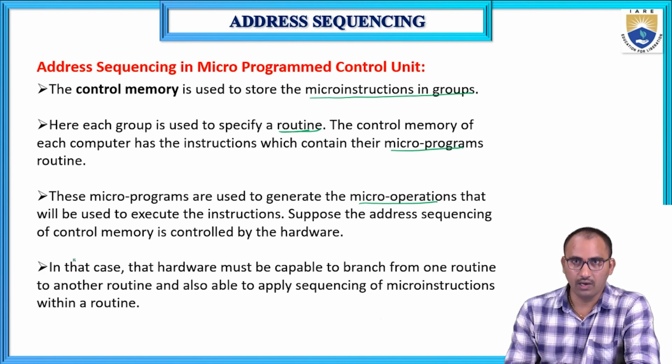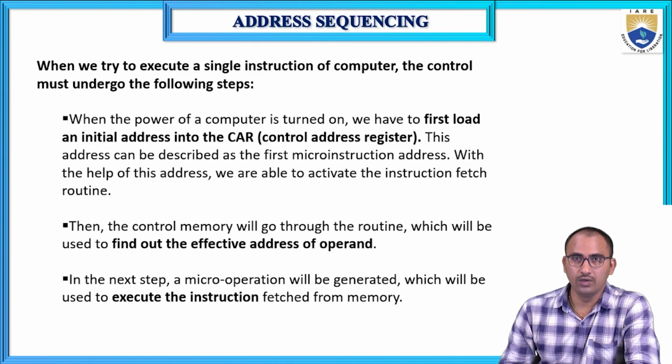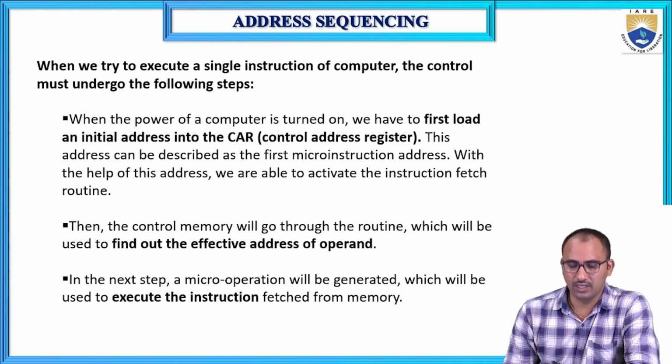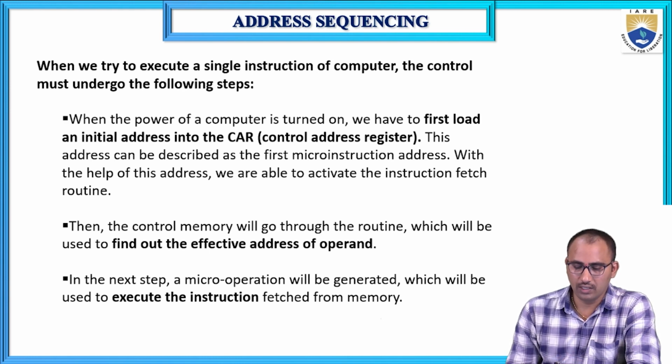Suppose the address sequencing of control memory is controlled by the hardware. In that case, the hardware must be capable of branching from one routine to another routine, and also of applying a sequence of micro instructions within a routine. When we try to execute a single instruction of the computer, the control must undergo the following sequence of steps.